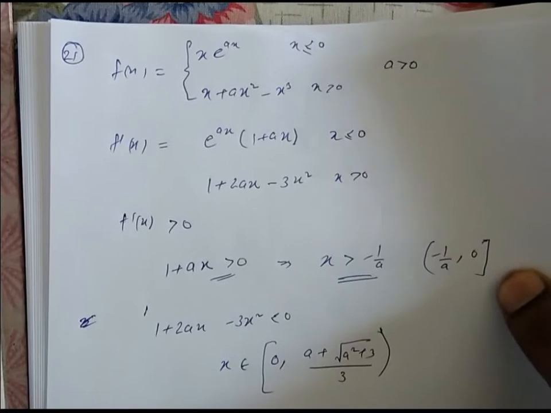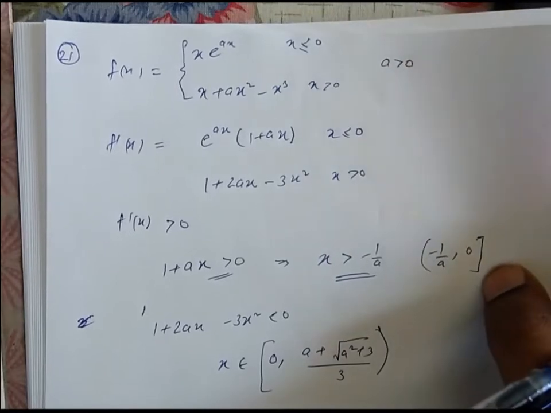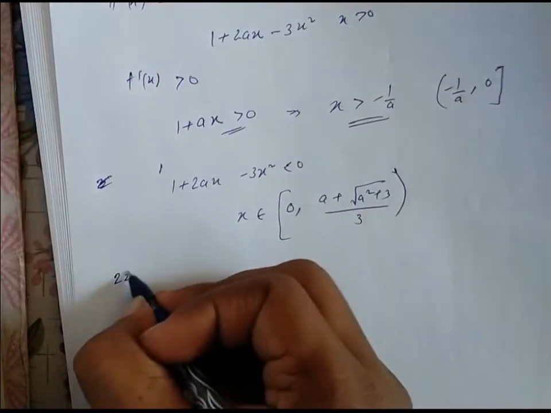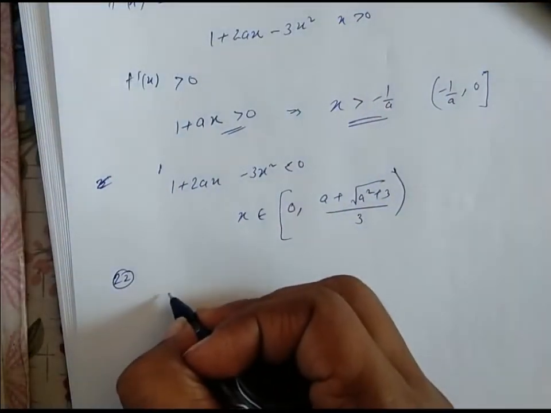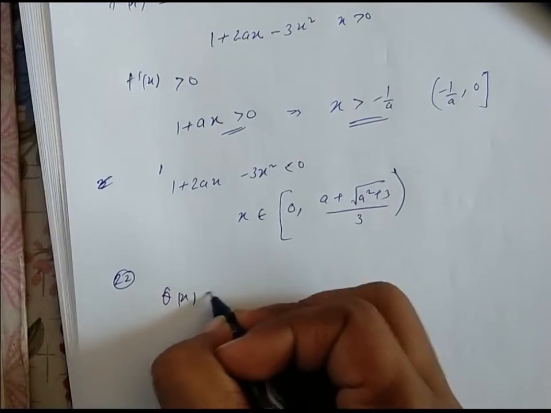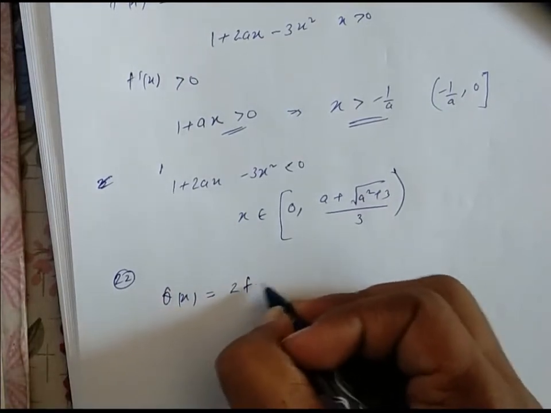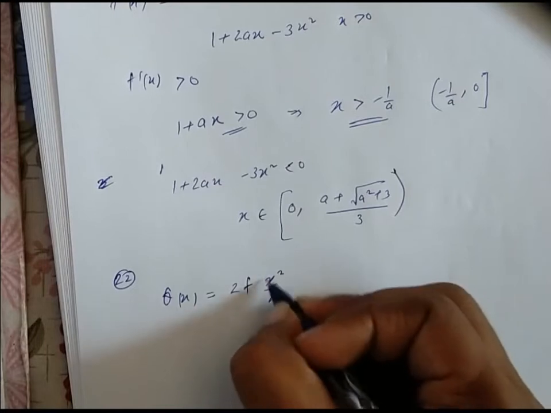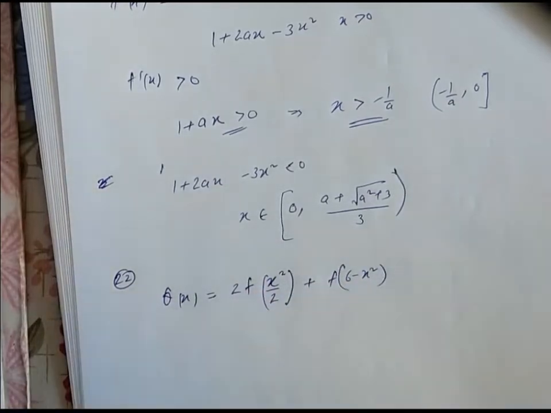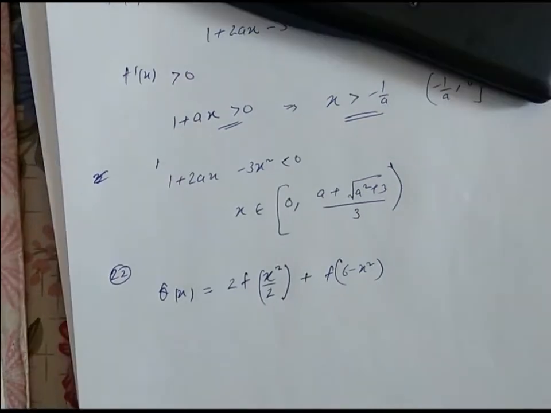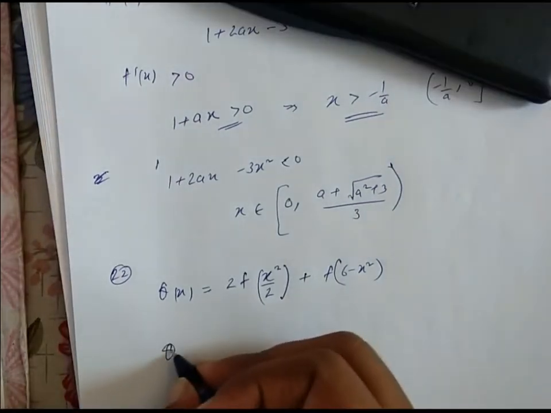Moving on to the next question, question number 22. Discuss the monotonicity of the function qx, where qx is equal to f of x square upon 2 plus f of 6 minus x square. Okay. So first calculate q dash first.